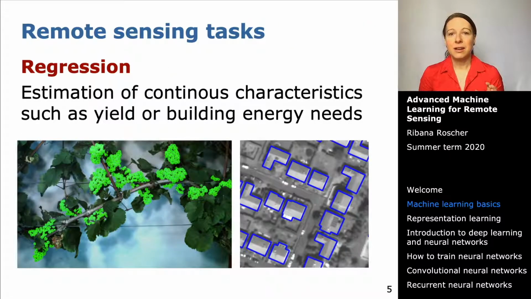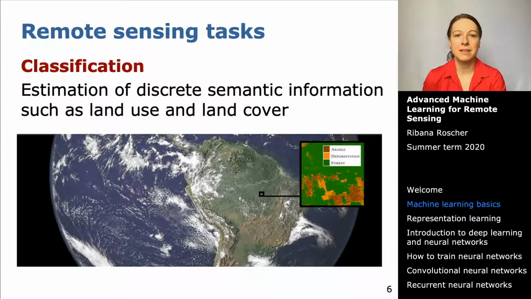In this lecture, we will cover two remote sensing tasks, regression and classification. Remember that regression is an estimation of continuous characteristics such as yield or building energy needs. This is based on some observations, for example, the berry size or the size of buildings. Classification, on the other side, is the estimation of discrete semantic information such as land use and land cover. So given observations or derived features from these observations, discrete classes are estimated.